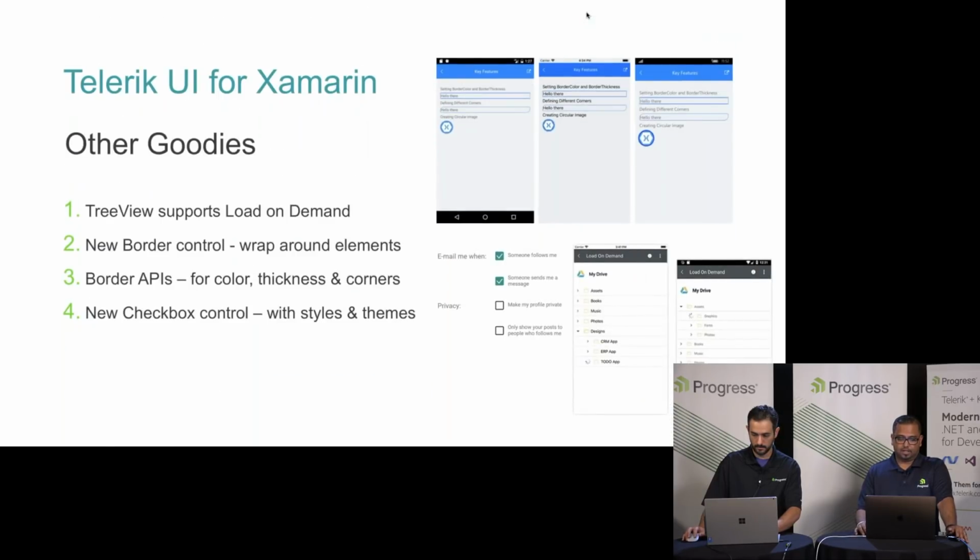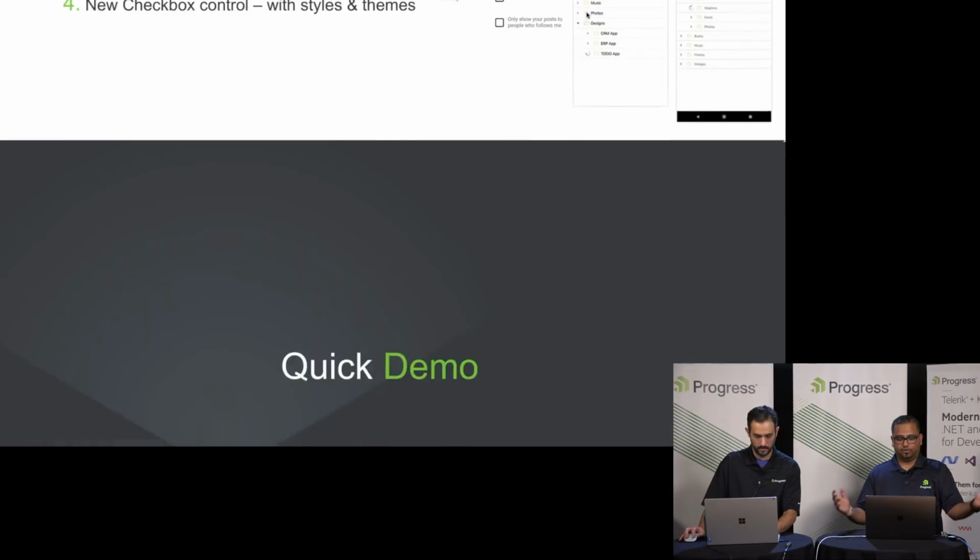A few other things. We did a new border control, which I'll show you. This is something I'm very fond of. Lots of new APIs for this. Checkbox, it's hard to believe, but Xamarin Forms actually did not have a checkbox built in. So we made a checkbox, which is highly customizable with styles and themes. The tree view control that we had, it now does load on demand, so you're not taxing your server side. So a lot of different things that we did for Xamarin.